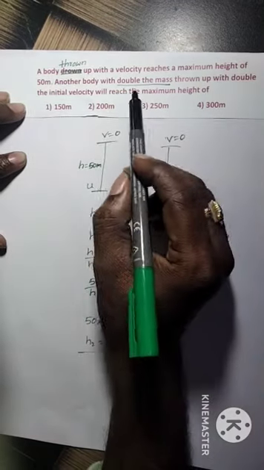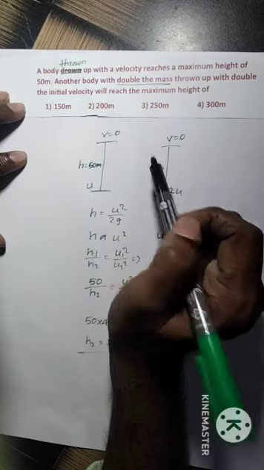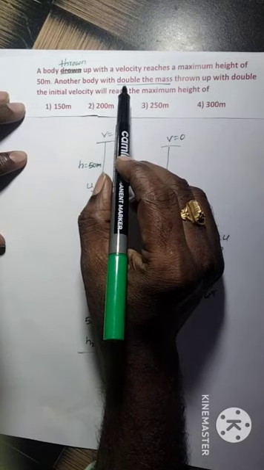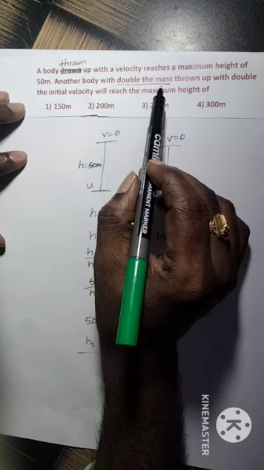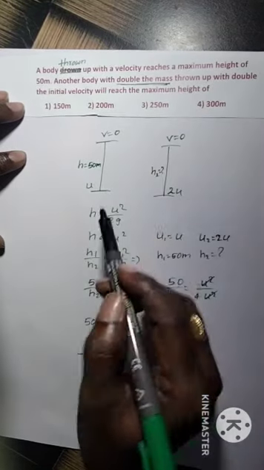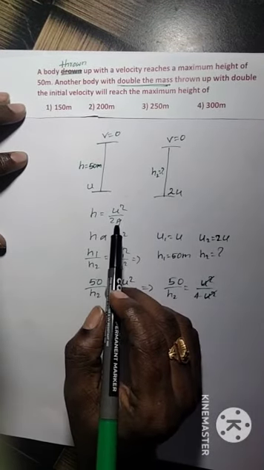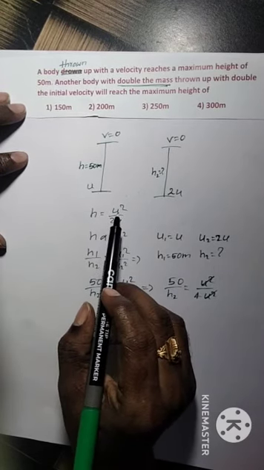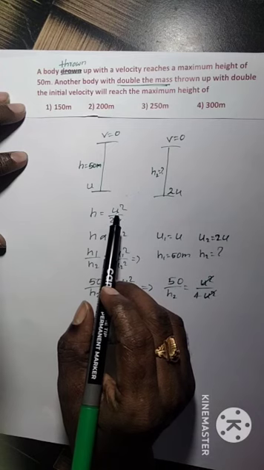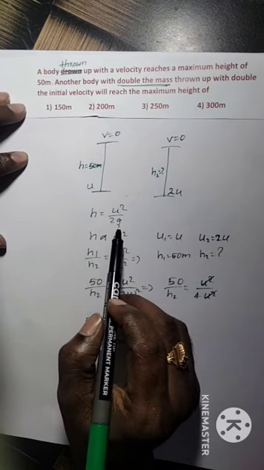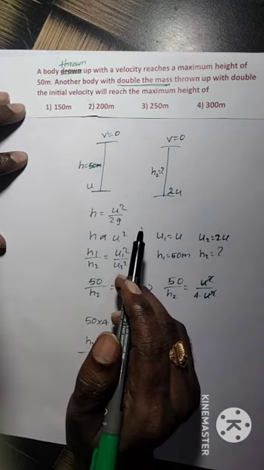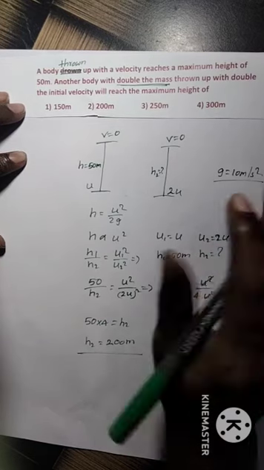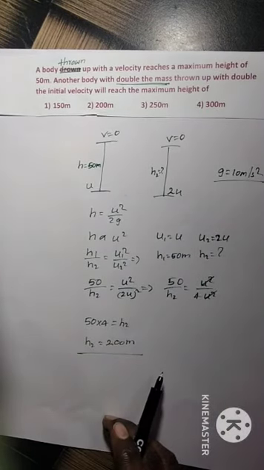So the condition you have to remember: the maximum height reached by the body for a particular velocity does not depend upon the mass of the body. From the formula h is equal to u square by 2g, there is no mass term here. The maximum height depends upon the initial velocity we give to the object, as well as the acceleration due to gravity. And this acceleration due to gravity is constant, its value is g equal to 10 meter per second square. Okay.